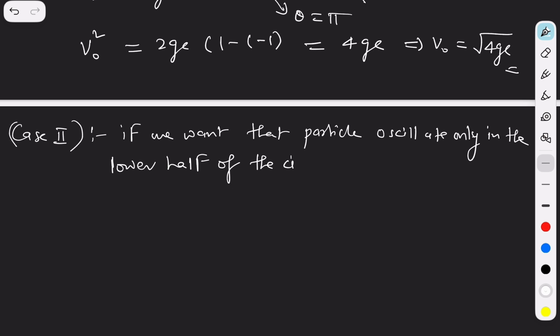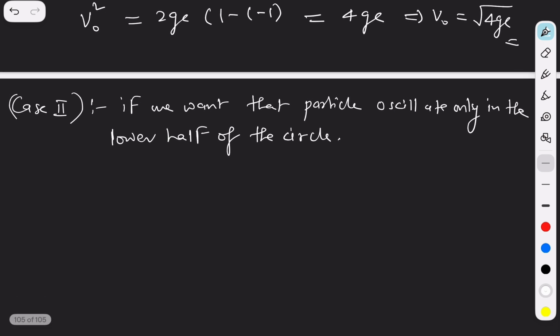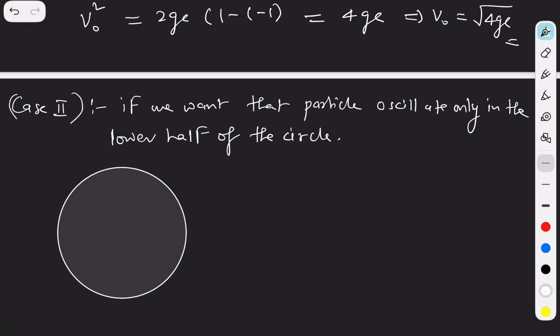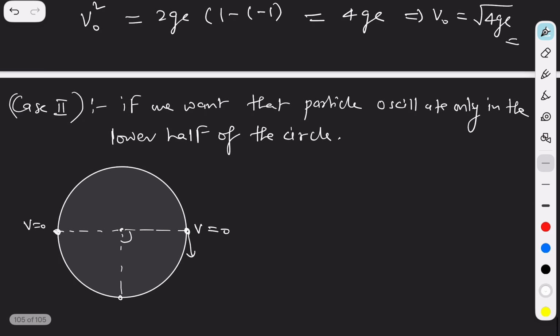So this is also very easy. If we want that it should not go in the upper half, it means when it reaches the verge of this position here and here, the velocity should be 0. The velocity will become 0 automatically due to the gravity pull. It will come down, so it will oscillate in this part only. So here we can take v should be 0 when theta is 90 degrees.